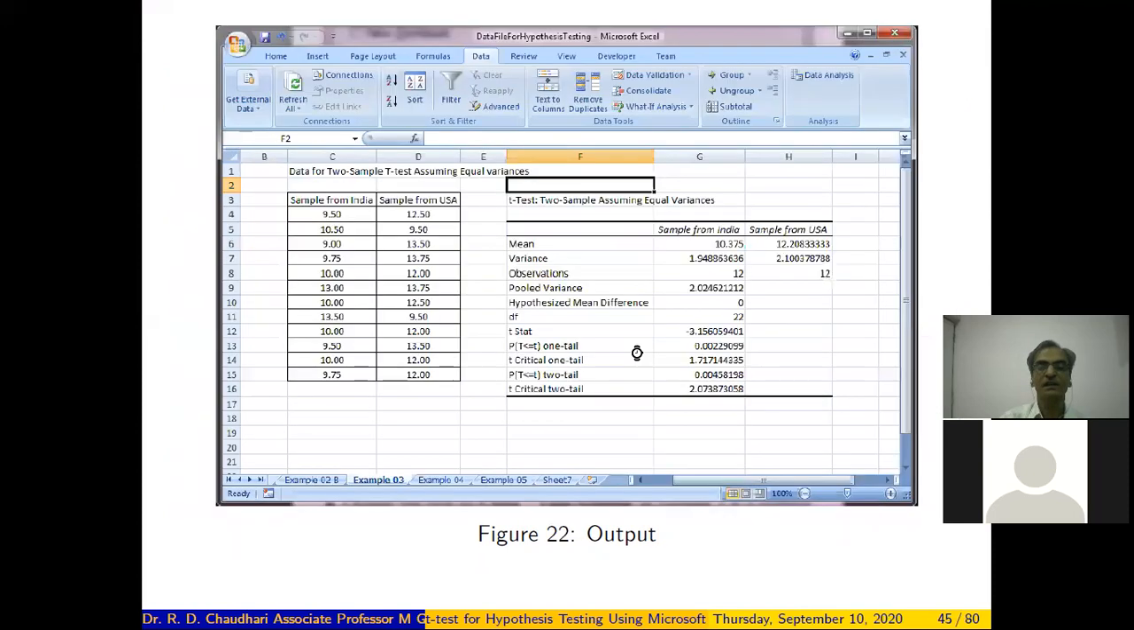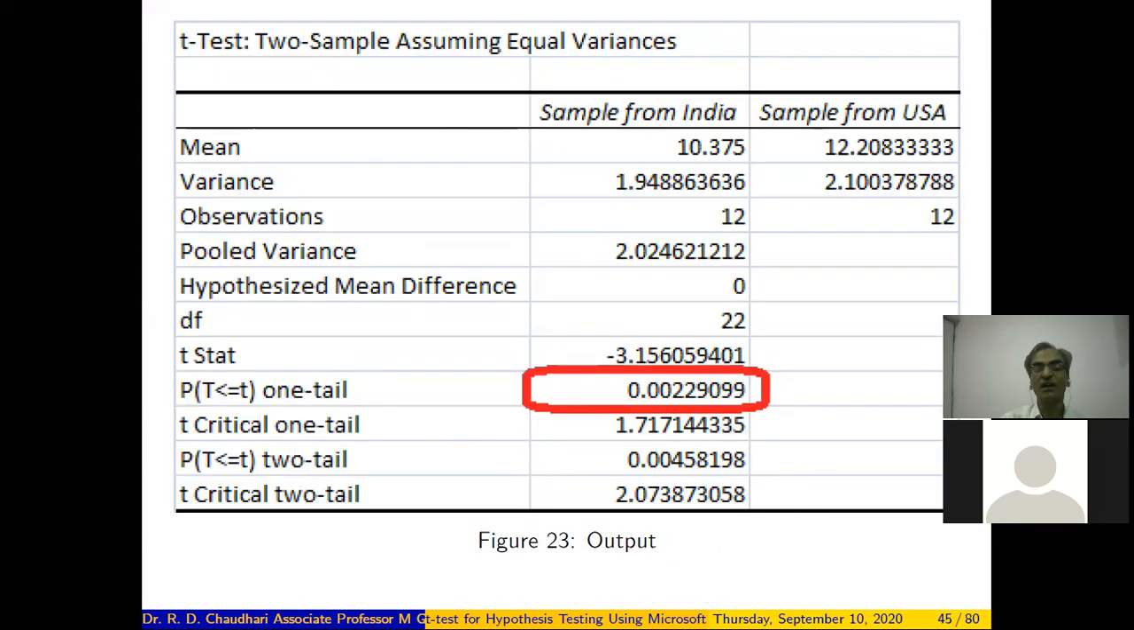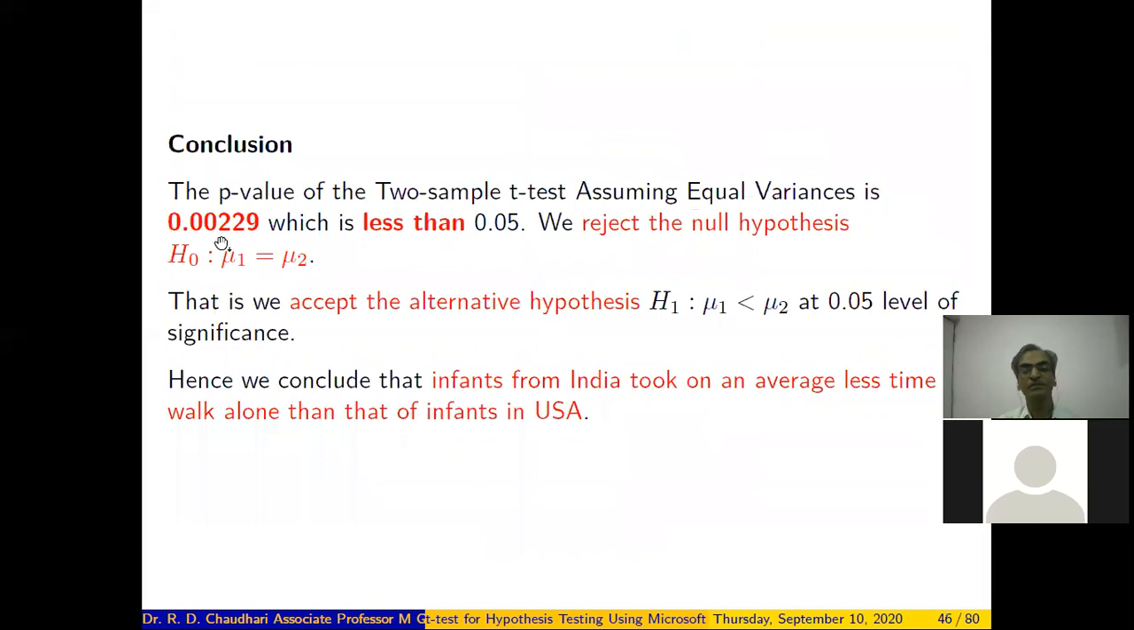In our case, if you look at the hypothesis problem, the null hypothesis is mu1 equal to mu2 against H1 mu1 less than mu2. So your alternative hypothesis H1 is a one-tailed test. So we use the one-tailed p-value, which is 0.00229. Okay. So the p-value is 0.00229, which is less than 5% or 0.05. We reject the null hypothesis H naught mu1 equal to mu2.